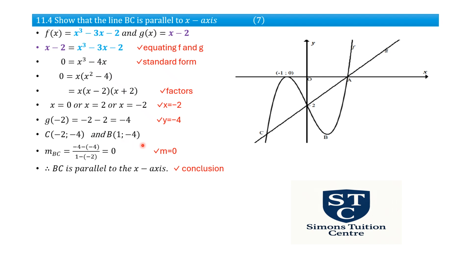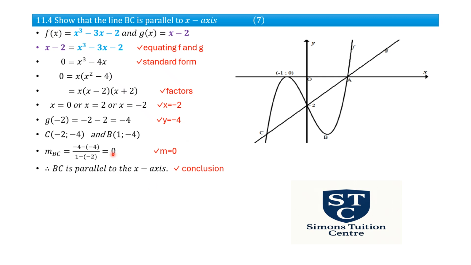And B is minus 1 and negative 4. Right, so negative 4 minus minus 4, so negative 4 plus 4, which is 0. Minus 1 minus minus 2 gives me minus 1 plus 2, which is 1. 0 divided by 1 is 0. So I get gradient equal to 0.